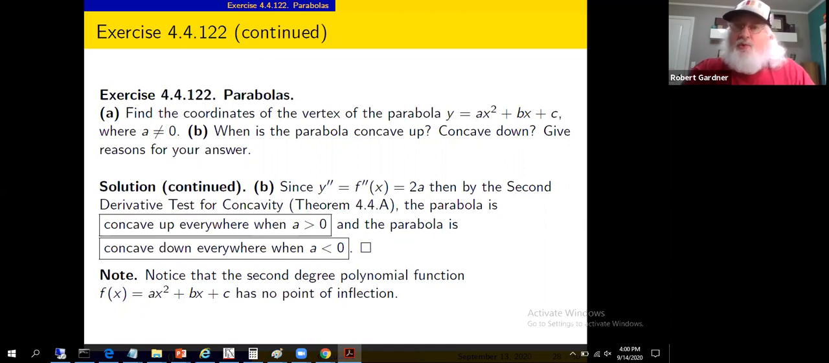That's how parabolas behave. No points of inflection. The second derivative is a constant. And we were told a was not 0, or else we're not talking about parabolas, we're talking about lines. And some of these computations are incorrect. But a is not 0, so we're good.